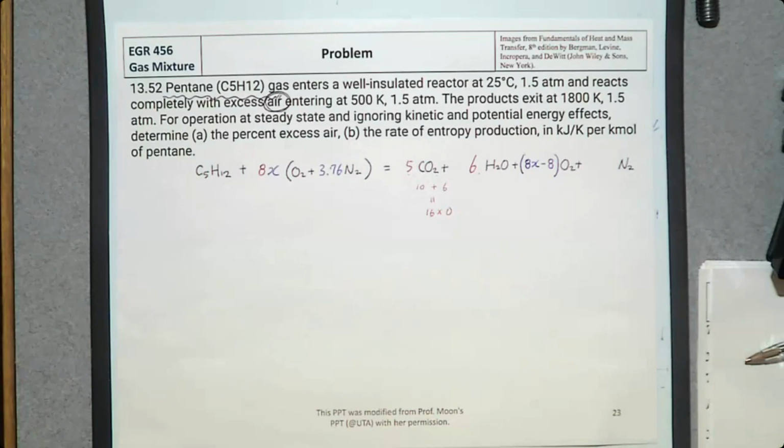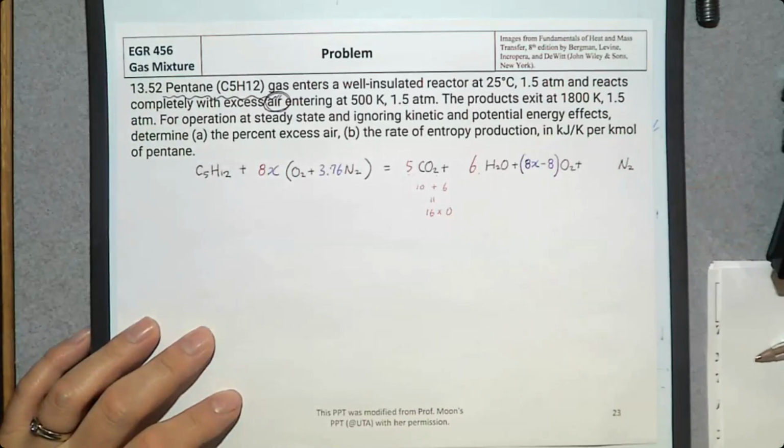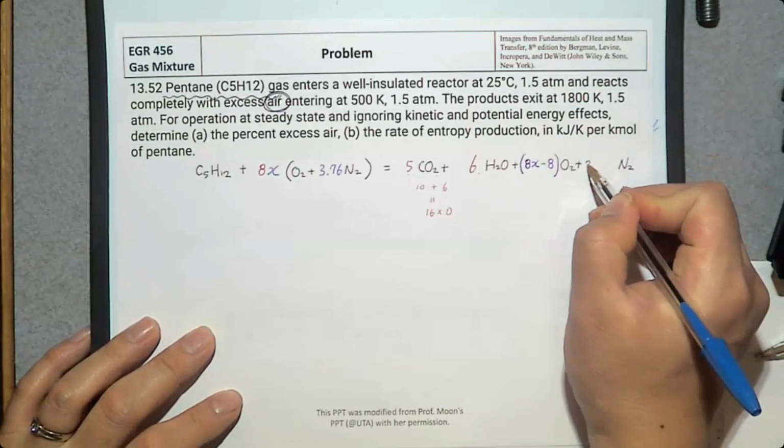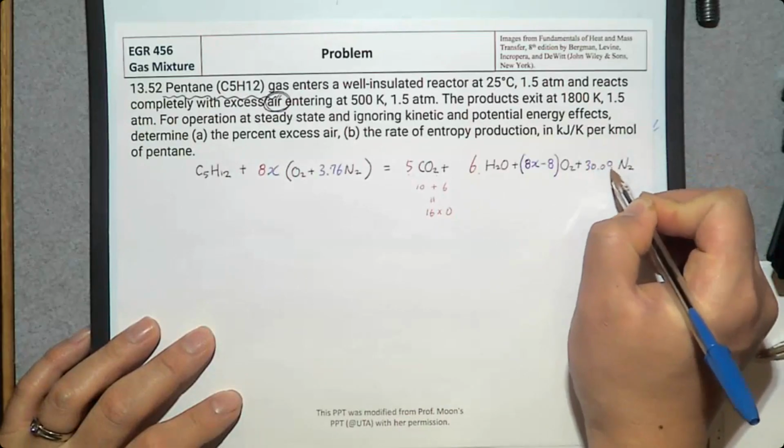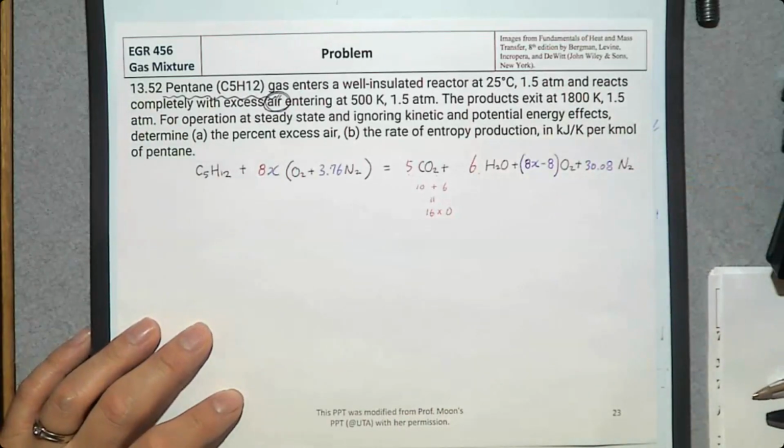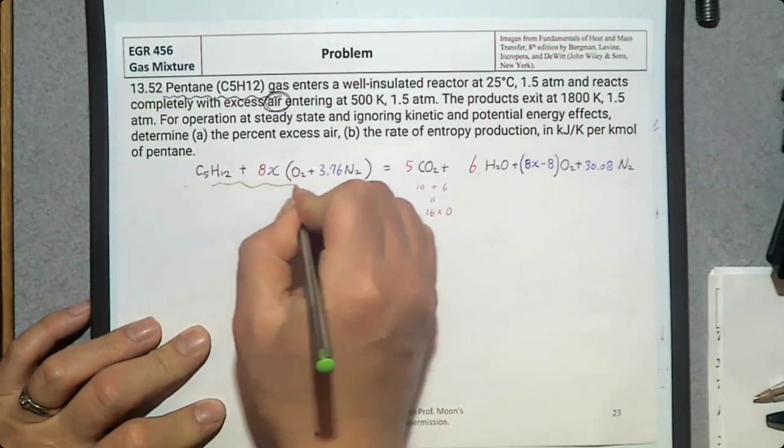Then how many moles of nitrogen? 8 times X times 3.76. That's going to be 30.08 X. So this is the balanced reaction equation.